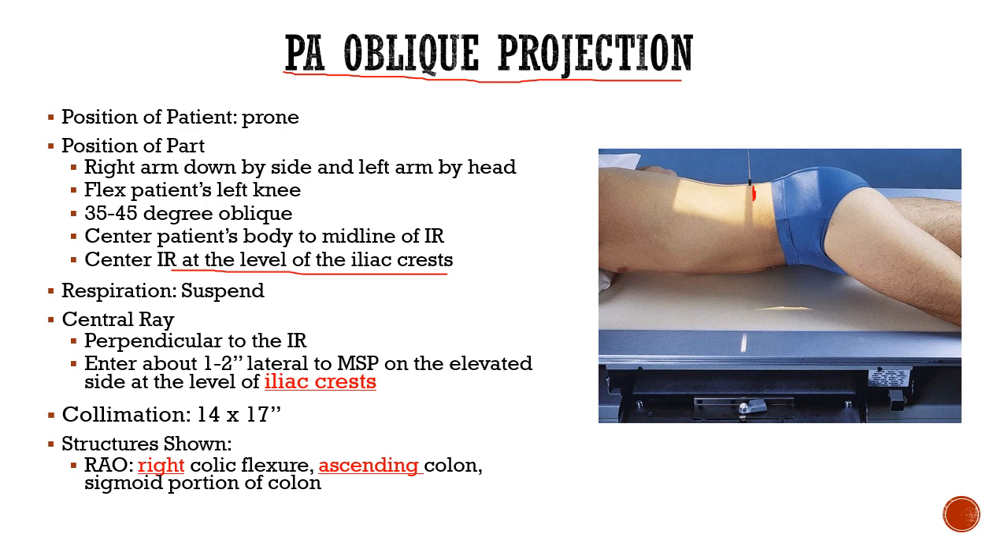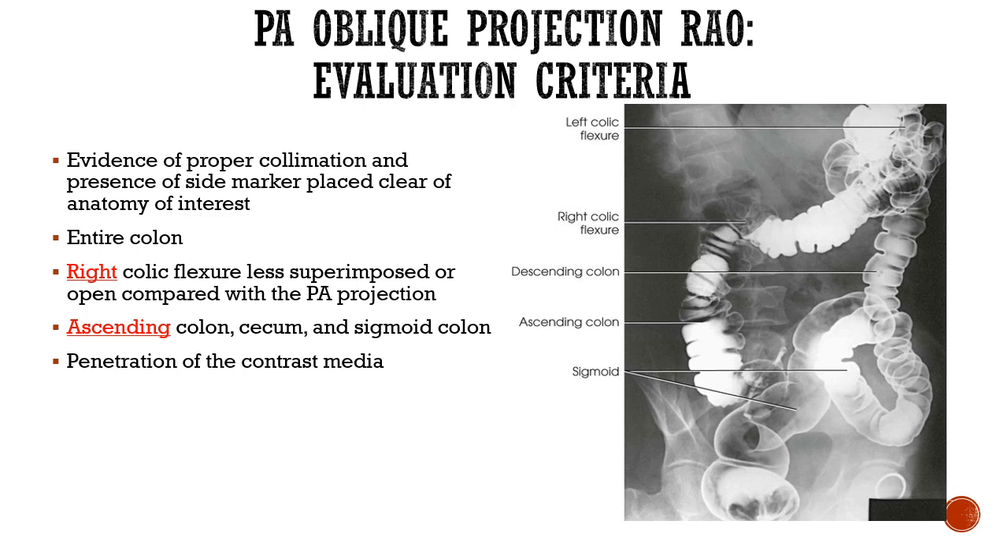14 by 17 collimation. So we're going to see the side down, and this is an RAO, so we're seeing the right colic flexure, the ascending colon, and we do see the sigmoid portion of the colon in this one as well, just like we saw in the LPO. So this position shows the same thing that we saw in the LPO earlier, because the LPO showed the side up, the RAO shows the side down. And so here we are with the right colic flexure, the ascending colon, the cecum, which is also shown here as well. It's still on that same side. And we can see the sigmoid as we saw before.